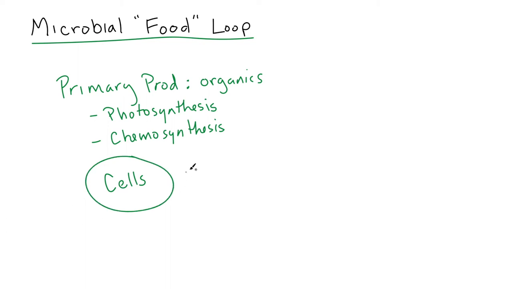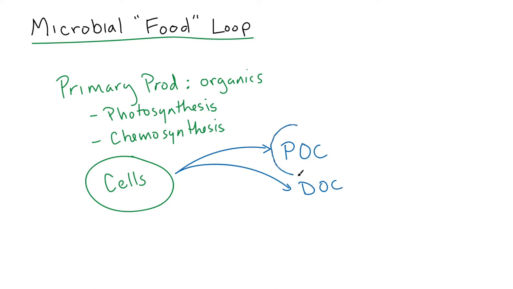These cells can burst open when they die. So if, for example, they don't have enough energy to keep their cell walls covered, they can break open. And if the cells break open, they release a lot of their components. Some of it might be particulate organic carbon, and some of it is dissolved organic carbon. So we have particulate organic carbon and dissolved organic carbon. Okay. So these are two pools of resources that other organisms can use.